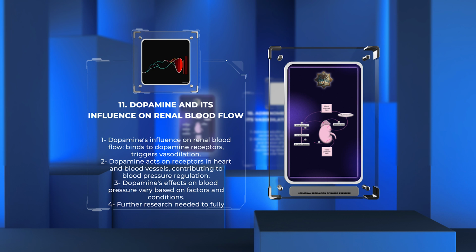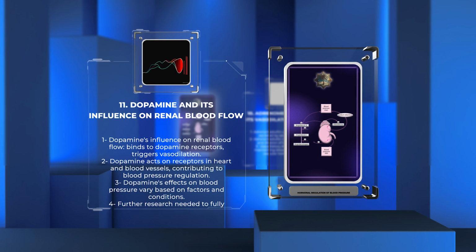Furthermore, dopamine's role in blood pressure regulation is subject to various factors and conditions. For example, in individuals with reduced renal function, dopamine's ability to increase renal blood flow and enhance sodium excretion may be impaired. Overall, the intricate mechanisms through which dopamine influences renal blood flow and blood pressure regulation highlight the complexity of hormonal control in the body. Further research is necessary to fully understand the intricacies of dopamine's role in maintaining blood pressure homeostasis.